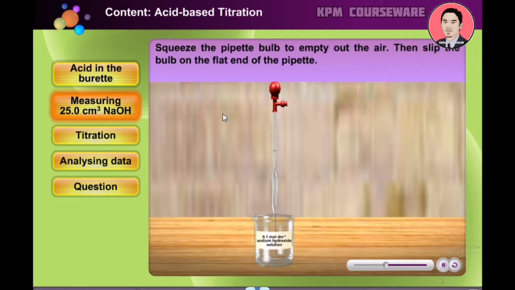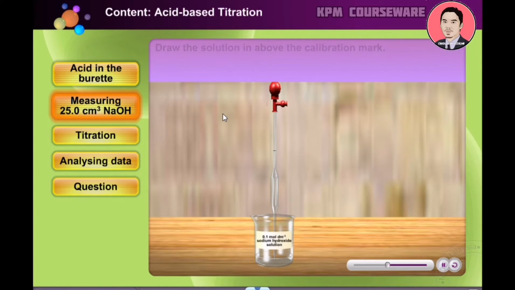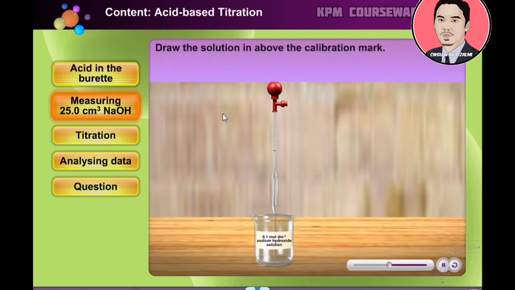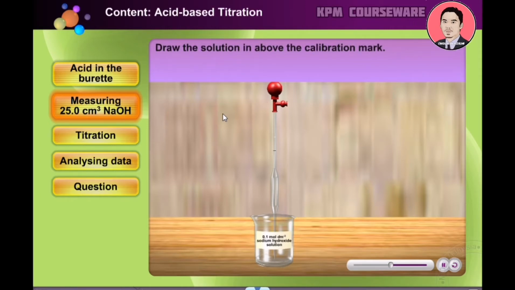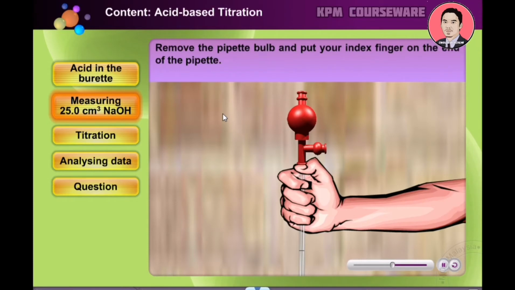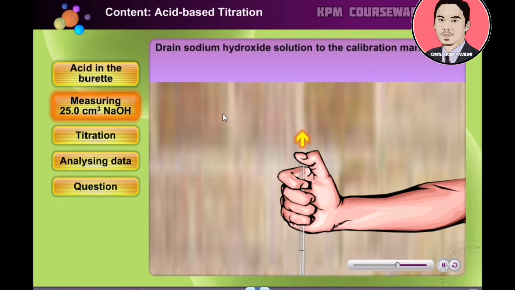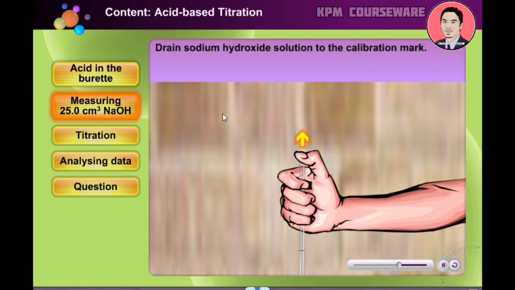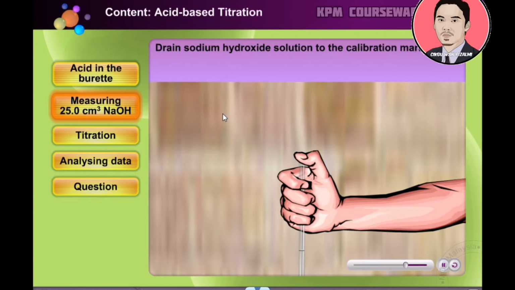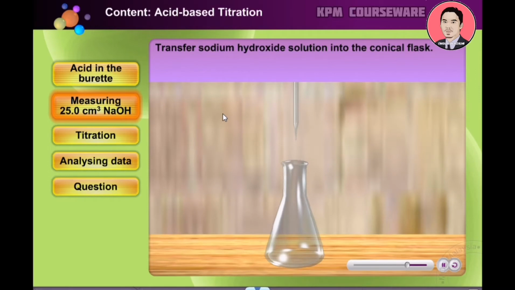Do not let any solution get into the bulb. Draw the solution in, above the mark on the neck of the pipette. Quickly remove the pipette bulb and put your thumb on the end of the pipette. Release pressure from your thumb very slightly so that the liquid level slowly drops. Once the bottom of the meniscus has reached the calibration mark on the pipette, press down firmly with your thumb. Transfer the pipette to the conical flask and remove your finger from the pipette.